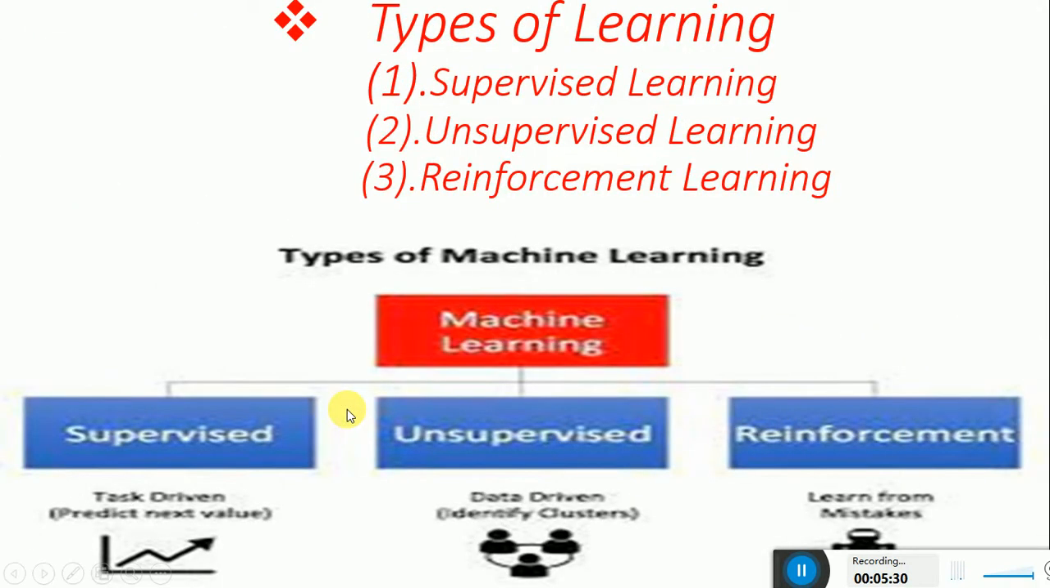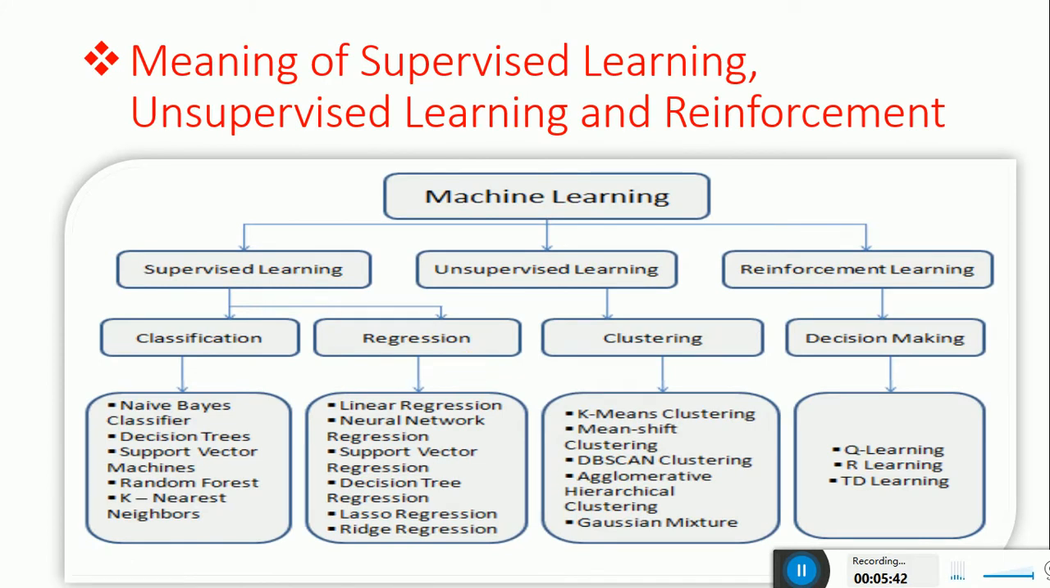And types of learning. The first types are supervised learning, unsupervised learning, and reinforcement learning. So these are the three types of machine learning. The next topic is the meaning of supervised learning, unsupervised learning, and reinforcement learning. So machine learning is supervised, unsupervised, and reinforcement.